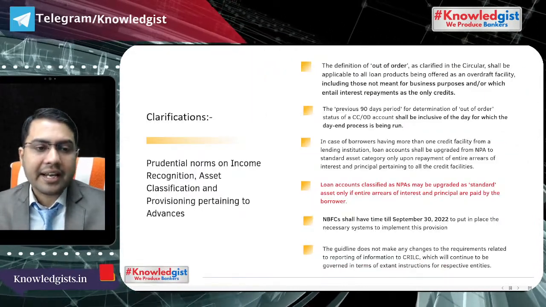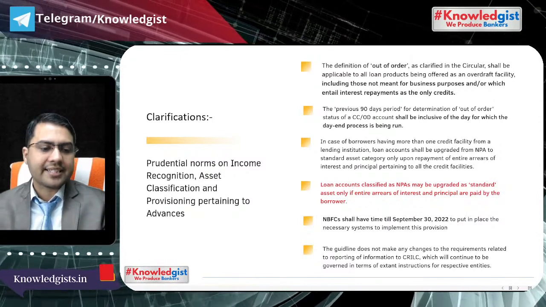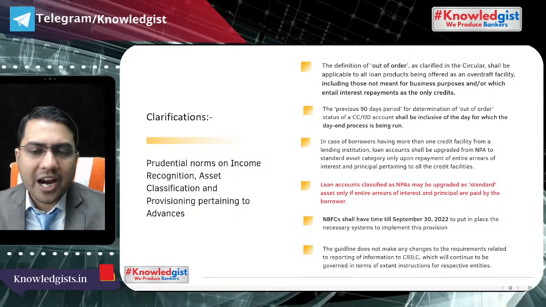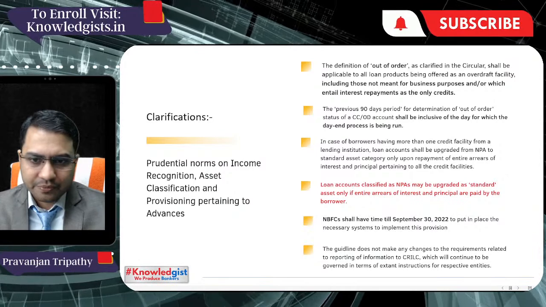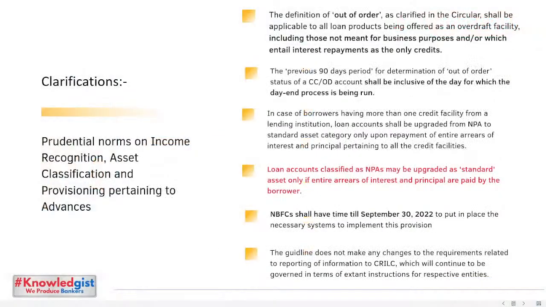Some clarifications regarding prudential norms of income recognition and asset classification provisioning pertaining to advances. This is nothing but things related to NPA resolution. Let me take you to the full screen mode so that you can find all the things that are relevant for your exam point of view. Take a screenshot if necessary. The definition of out of order. What is the difference between NPA and out of order? What is out of order? When a CC account remains out of order, for how many days will it be classified as an NPA? You have to tell me. We have discussed it in our NPA resolution session.